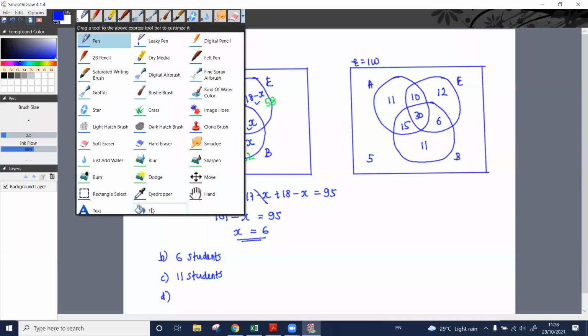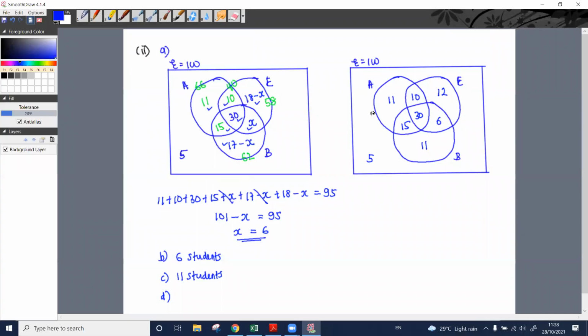What is the region they are referring to? The students who like only 2 subjects. Here are those who like accounting and econ only. Here are those who like accounting and business studies only. Here are those who like econ and business studies only.